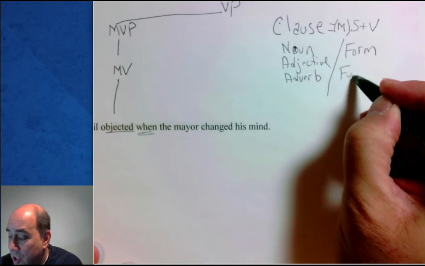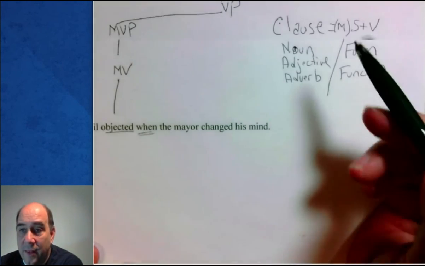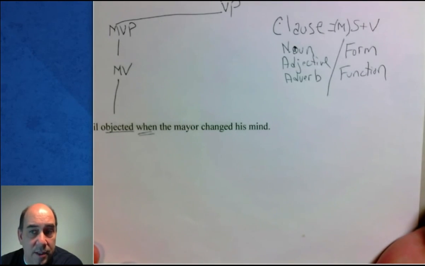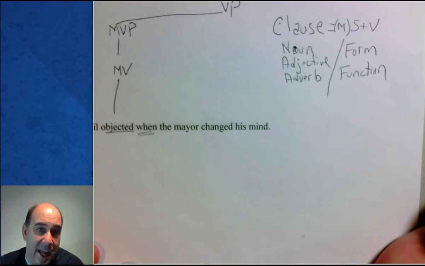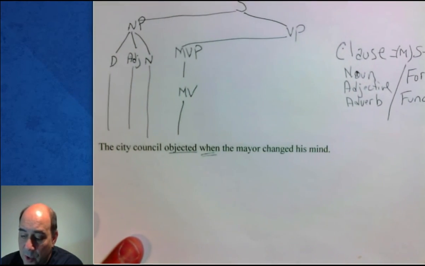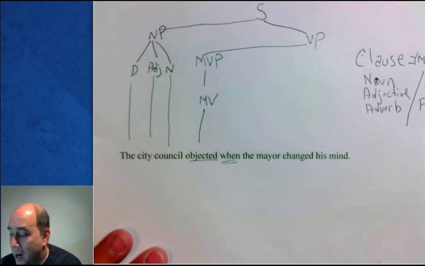And then we have the function of something. Okay? And so the form of these things that we're talking about now are all clauses. Their function is to function as a noun, or function as an adjective, or function as an adverb. And so that's what we're doing here when we look at this stuff. All right, let's get back to our sentence.